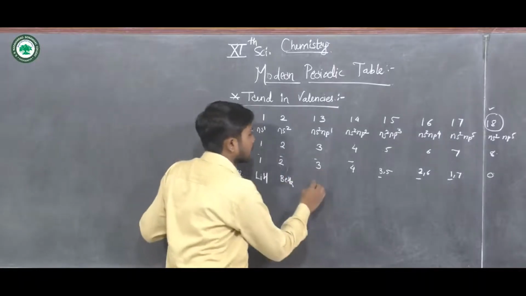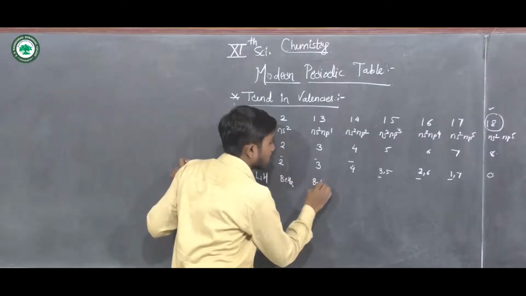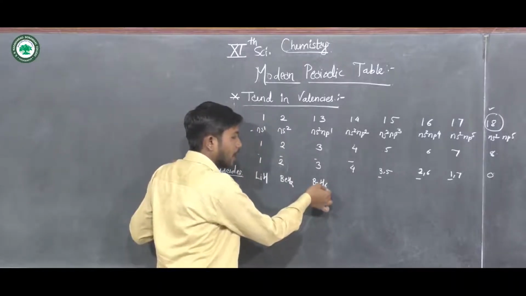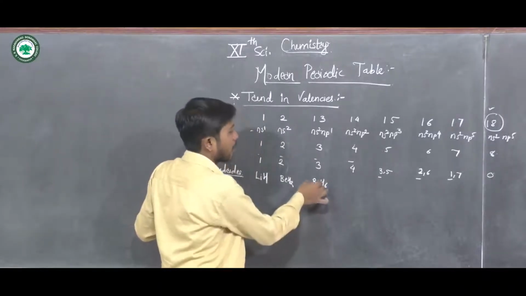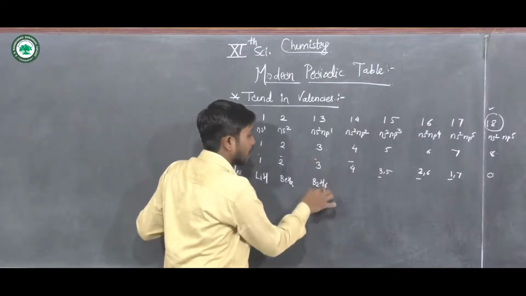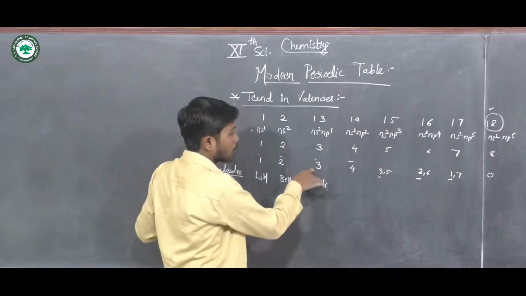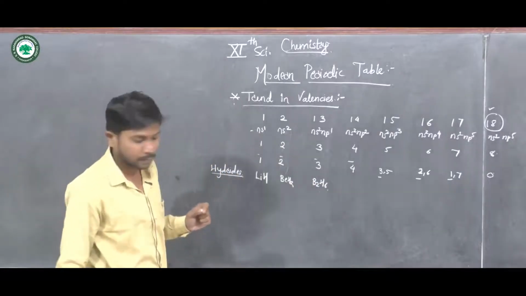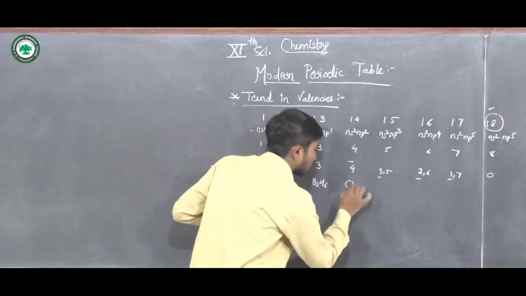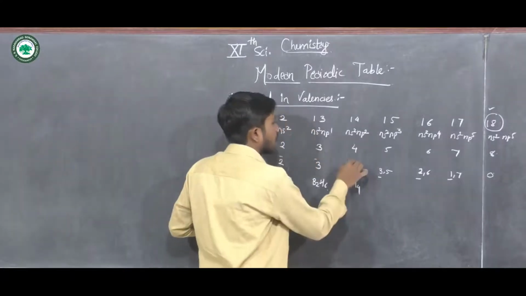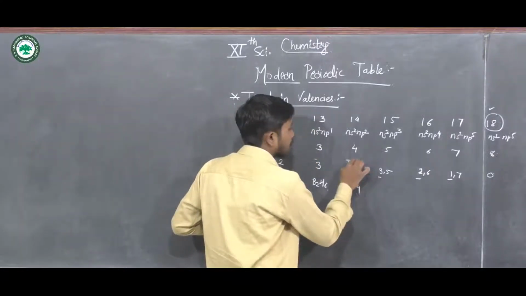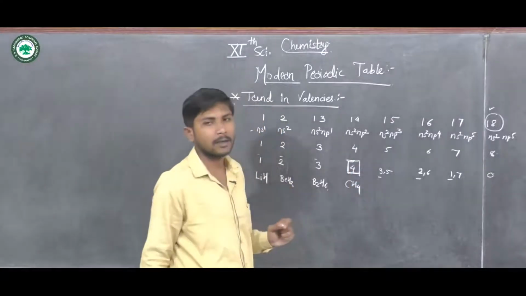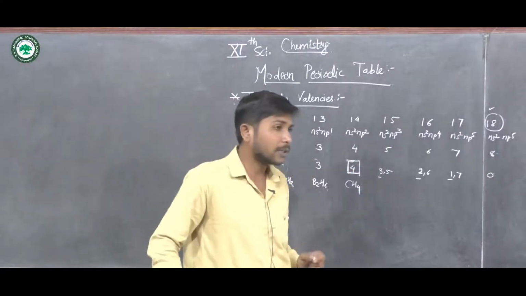Next one, beryllium hydride, or boron. Here 2 boron atoms and 6 hydrogen. Why? Boron shows the valency of 3, and here 2 boron atoms will require 6 hydrogen. Next one, the most common, that is CH4, carbon tetravalent, and it shows the most important characteristic feature in chemistry. Carbon plays a vital role.